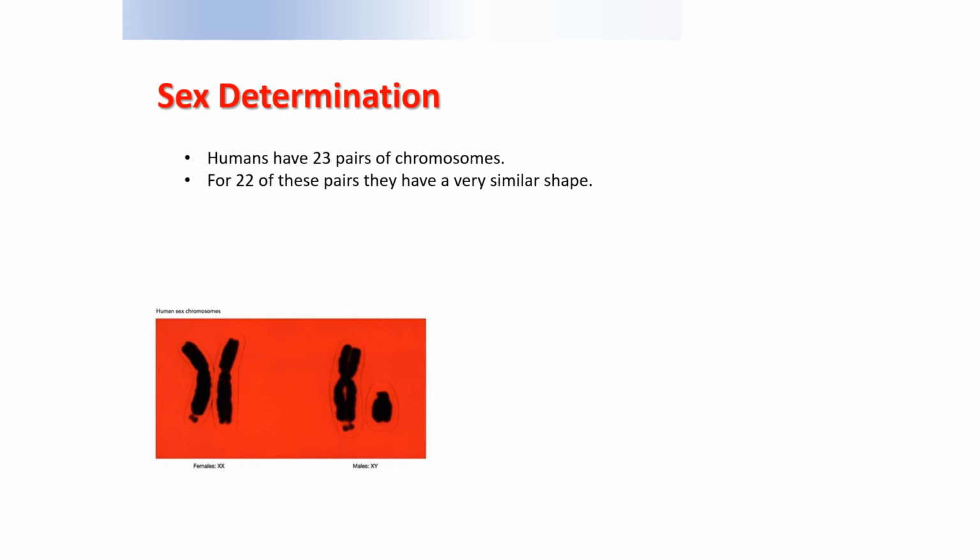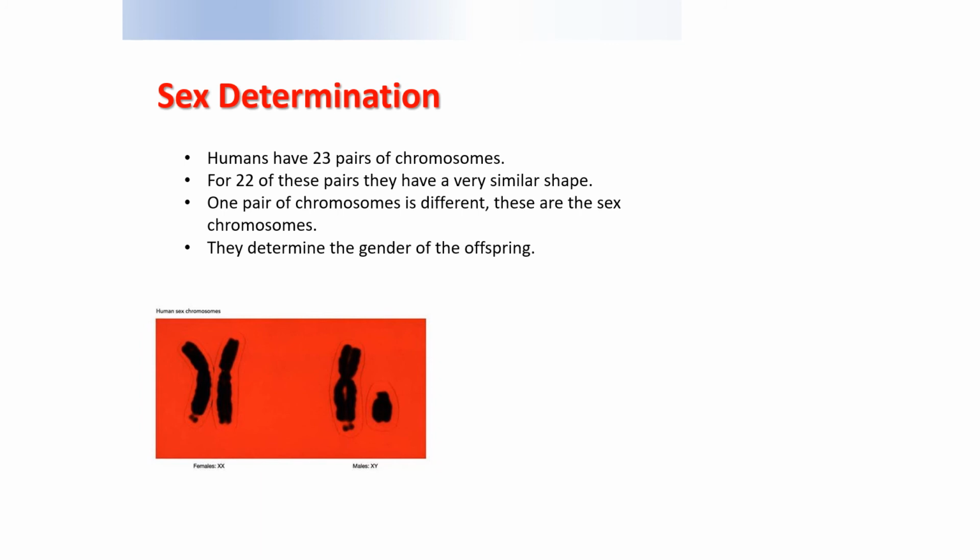Sex determination. In humans, we have 23 pairs of chromosomes. 22 of those pairs have a similar shape. One pair of chromosomes is different. These are the sex chromosomes, and they determine the gender of the offspring. Males are X and Y, and females are X and X.